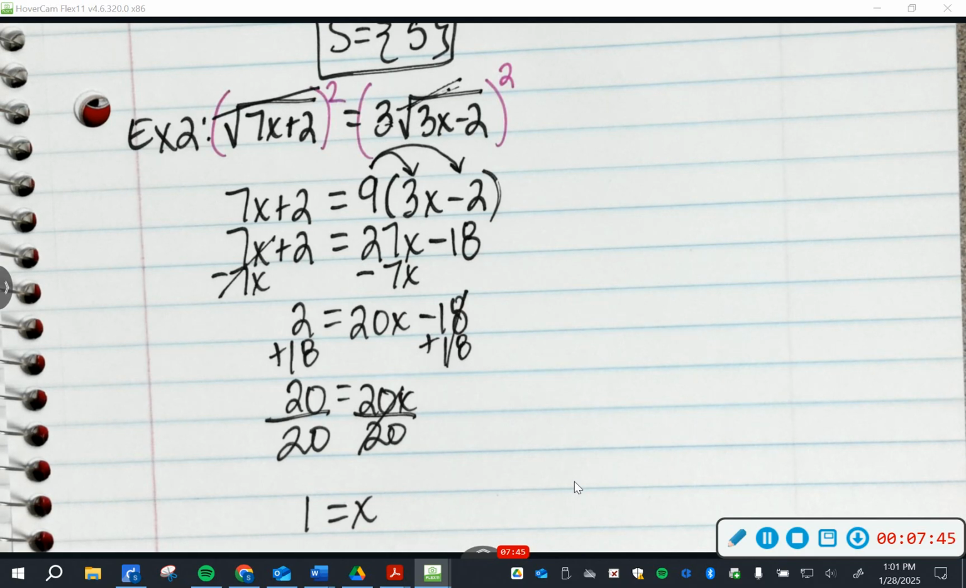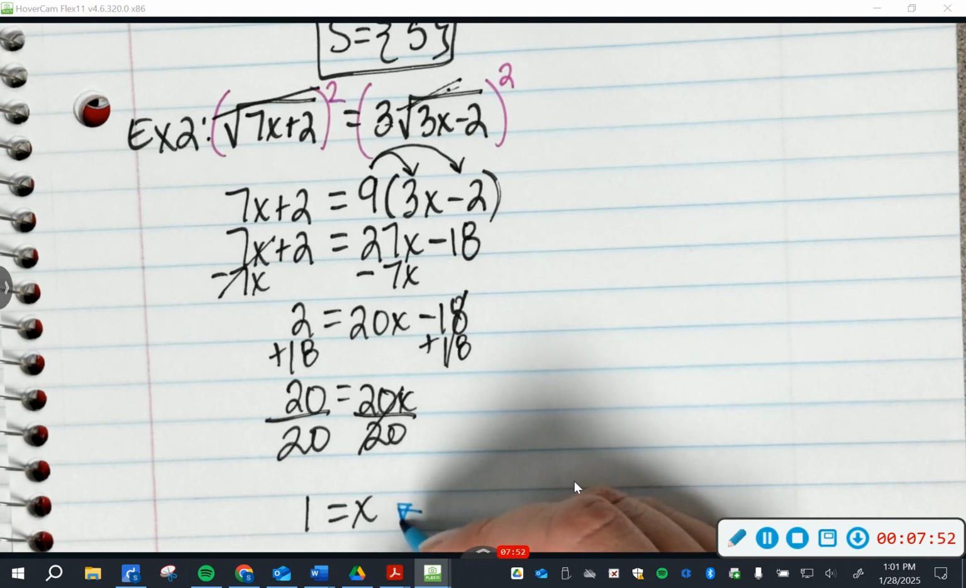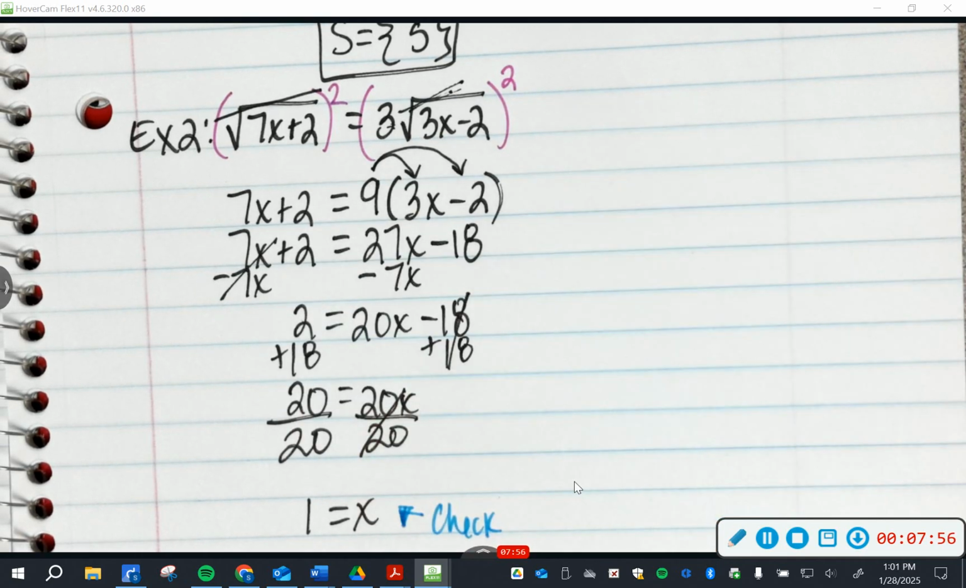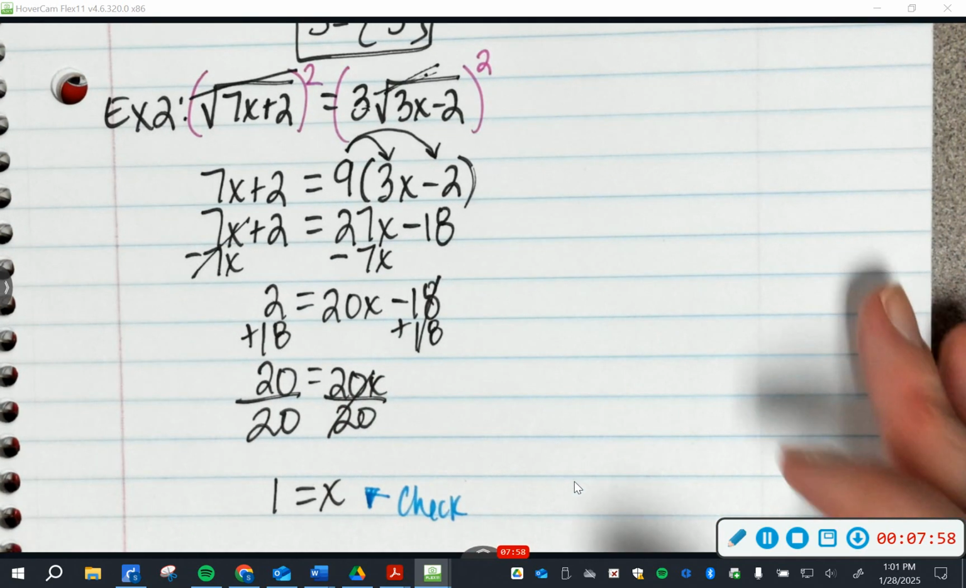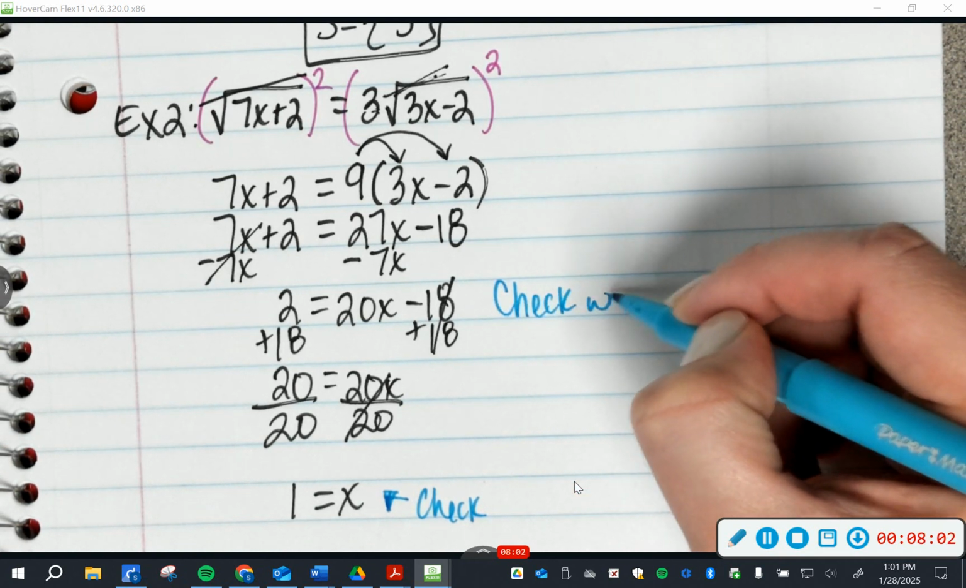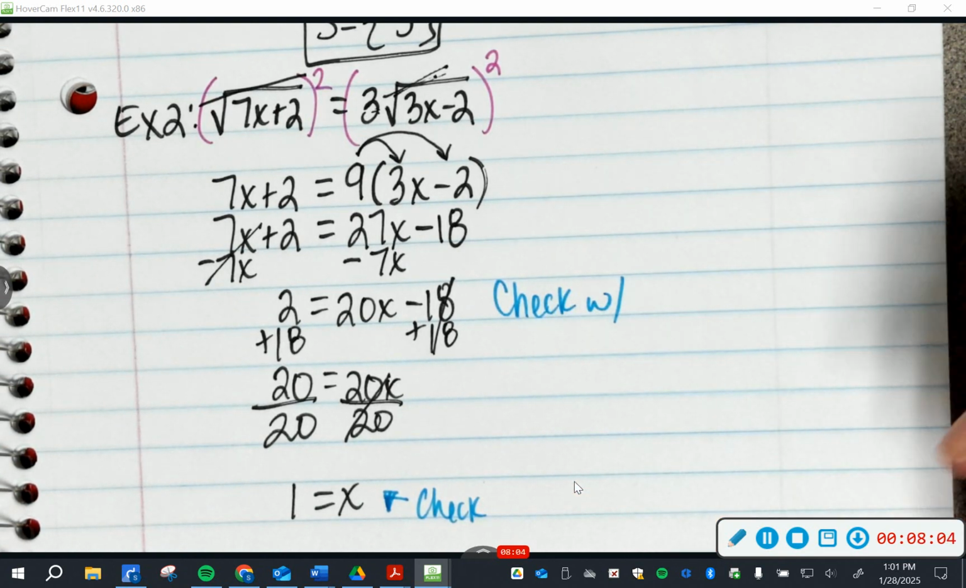And we have to say, well, maybe, right? So we have to check it. Don't forget we got to check it. So I checked the last one by plugging in. I'm going to check this one by graphing it. Okay? So if you're going to check with a graph, by the way, there's no rhyme or reason. I'm just picking a way to check.